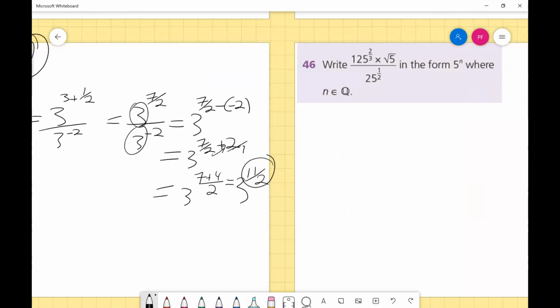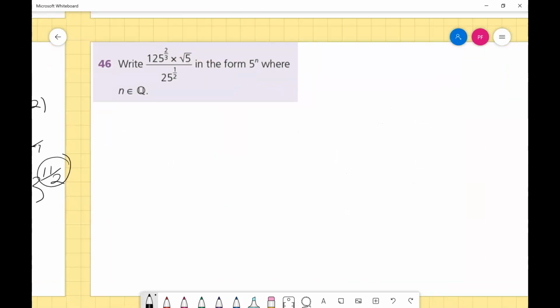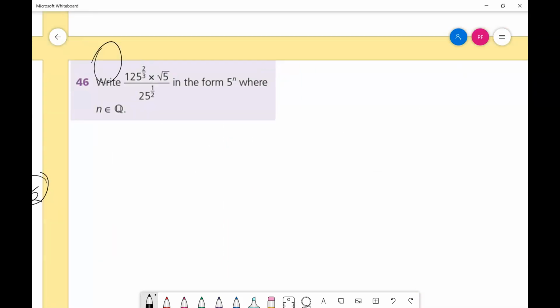And the last one in that group, question 46, exact same thing again. So we've got a root 5 here, a 25 to the power of a half here, and 125 to the power of 2/3 here. So let's get everything in terms of indices. So it's 125 to the power of 2/3, that's good, multiplied by, instead of root 5, I'm going to write it as 5 to the power of a half, over 25 to the power of a half.